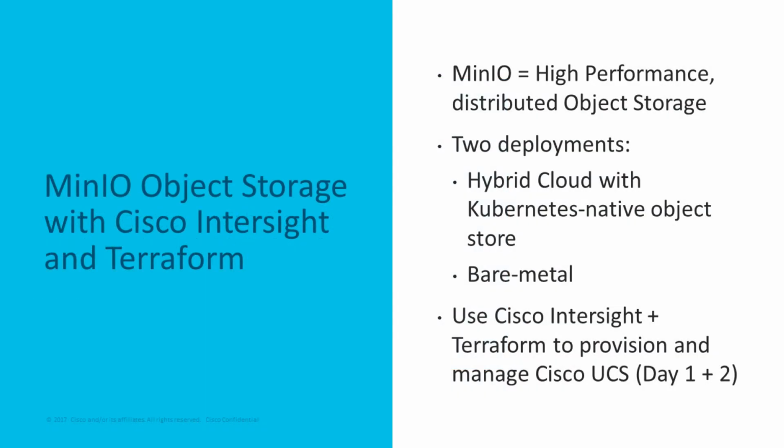Before we start looking at the day 2 operations, a few words about the whole project. We have MinIO object storage, which is a lightweight, high-performance distributed object store and can be deployed in two ways, either Kubernetes native object store or bare metal. We used bare metal and we deployed the whole environment with Cisco Intersight and the Terraform provider for Cisco Intersight. In the same way, we use Cisco Intersight and Terraform to do day 2 operations on MinIO storage. And that's what I'm showing you in the next slides.